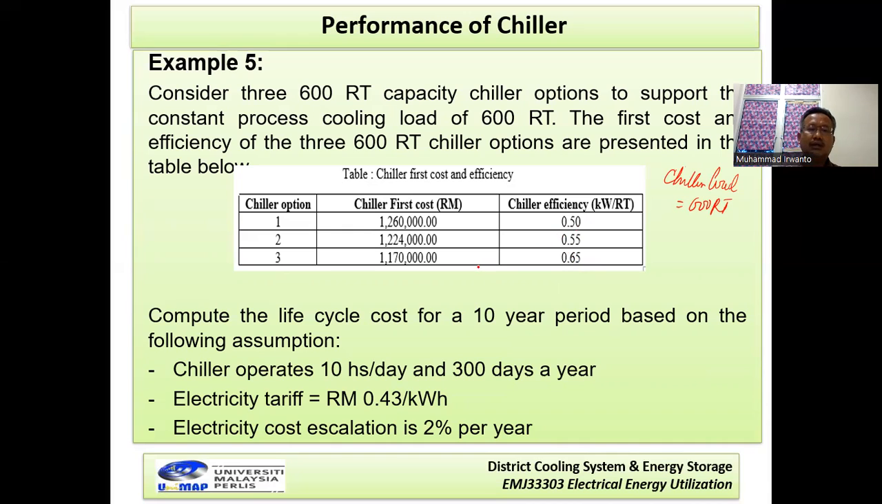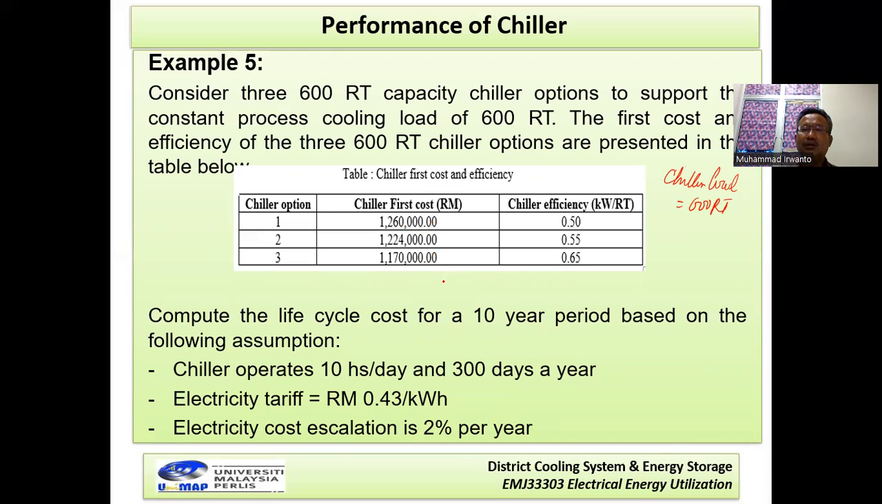Now, if the chiller operates 10 hours per day and 300 days per year, and the tariff is 0.43 RM per kilowatt hour, and electricity cost escalation is 2% per year, please compute the life cycle cost for a 10 year period based on the following assumptions from this question.